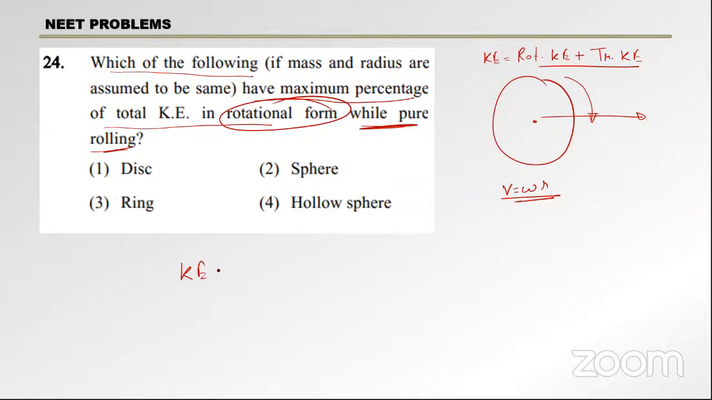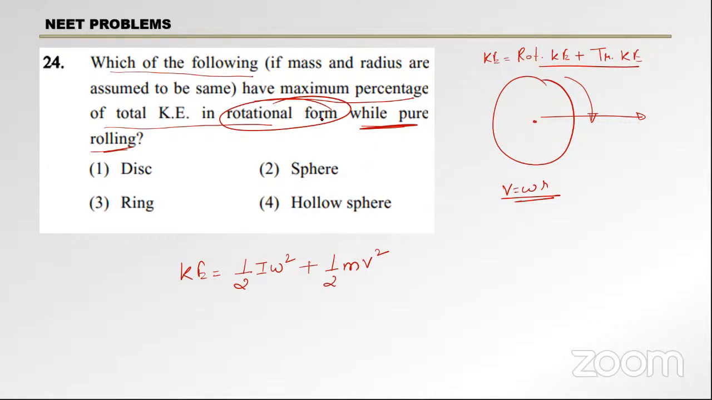So kinetic energy will be equal to half I omega square. I is what? I is moment of inertia, plus half m v square. Right? I think this is simple. ये simple है. Okay, चलो अब ये आ गया है.